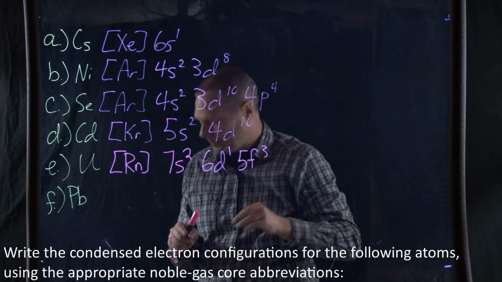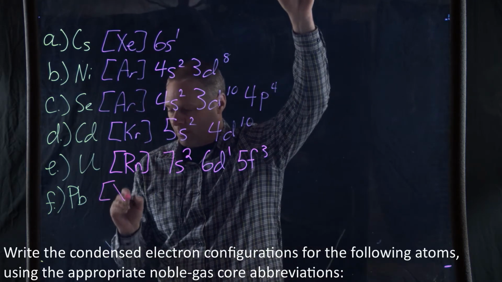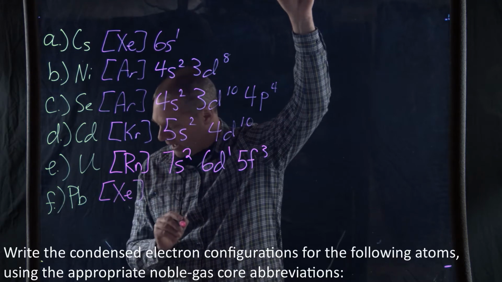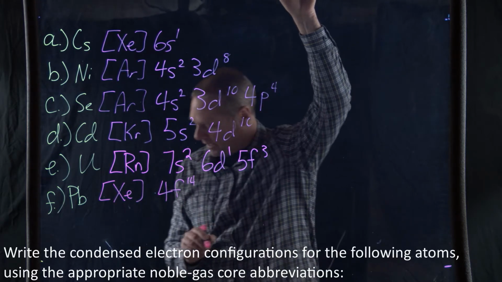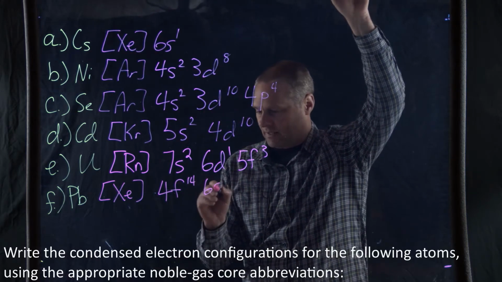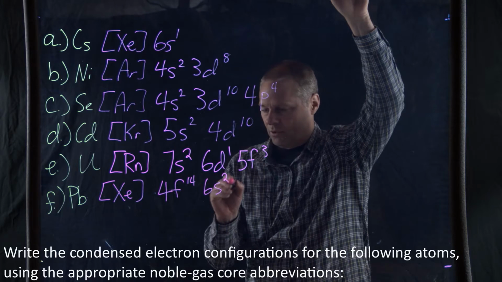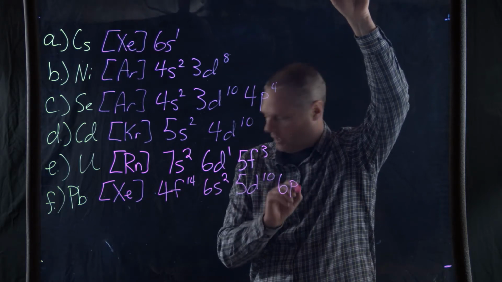All right. And then lead, you start at the noble gas prior to that, and that's going to be xenon. Then it becomes 4f14, and then it is 6s2, 5d10, then it becomes 6p2.